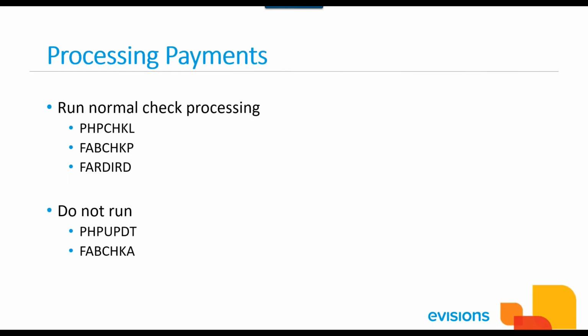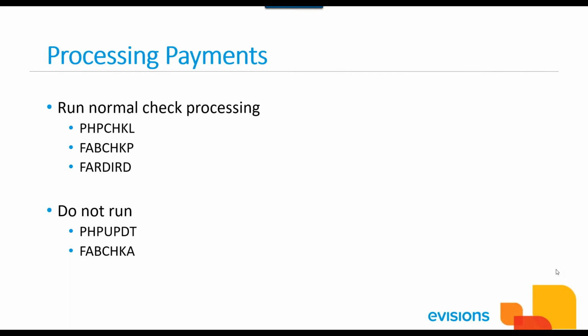Next, we will describe the different jobs that can be completed using the end user function. Processing payments through the Process Pending menu is the most common task used with IntelleCheck. Prior to entering the Process Pending menu, a normal check processing would need to be completed for your payments to be ready to print. These processes include PHP Checkle, FabCheckP, and Farter.